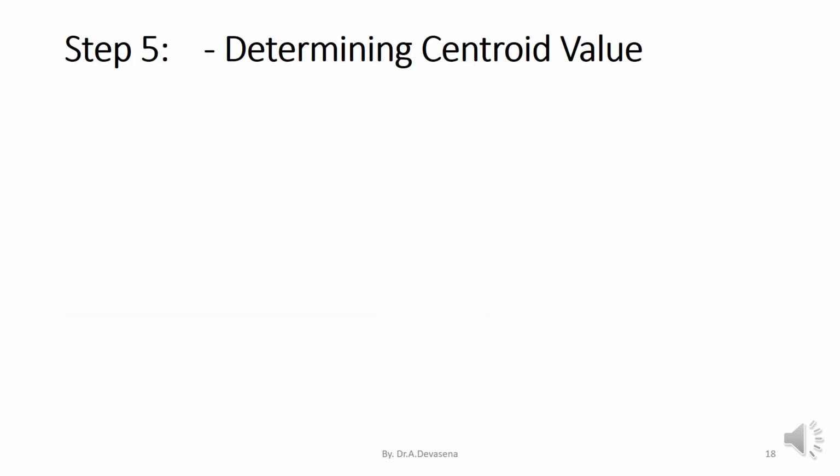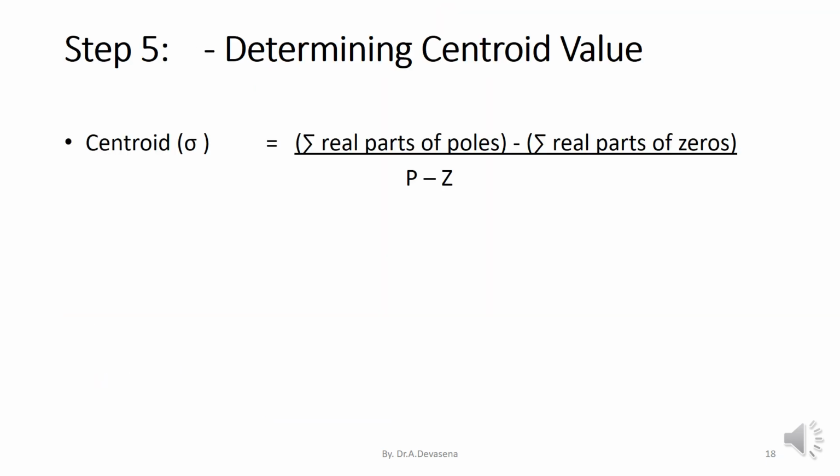Now we are going to determine the centroid value. Centroid is represented by the symbol sigma. The formula for calculating the centroid is the sum of real parts of poles minus the sum of real parts of zeros, divided by P minus Z. Here we have three poles. One pole is at 0 and the other two are complex poles. The complex poles comprise a real part as well as an imaginary part. Therefore, for calculating the value of the real parts of poles, we have to consider 0, minus 3 and minus 3. If you substitute the values, we obtain the centroid as minus 2.